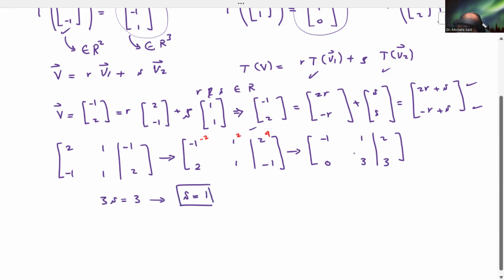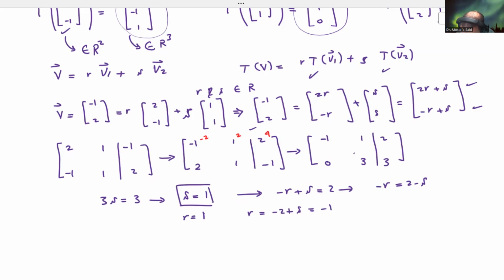Okay. Now we go to the first equation. We have minus r plus s equal to 2. So minus r equal to 2 minus s. So we can say that r equal to minus 2 plus s. So r is equal to minus 1. We found it. We get s and r.